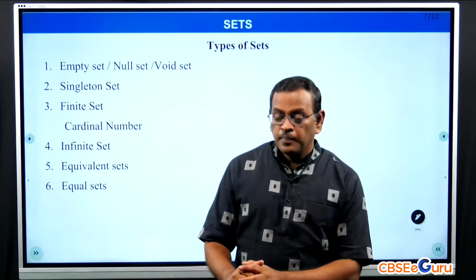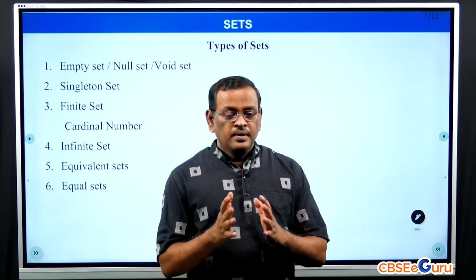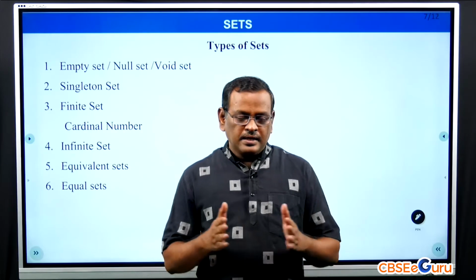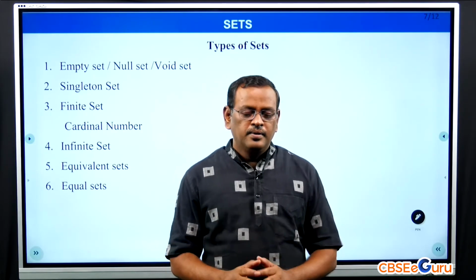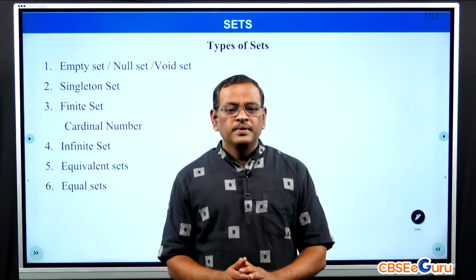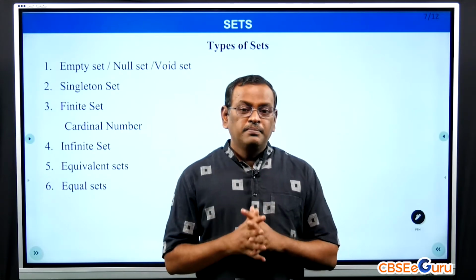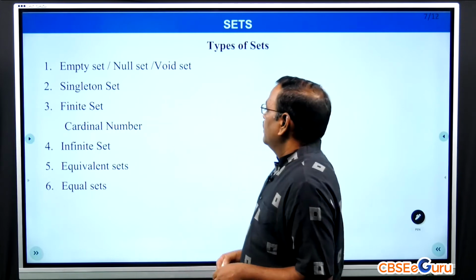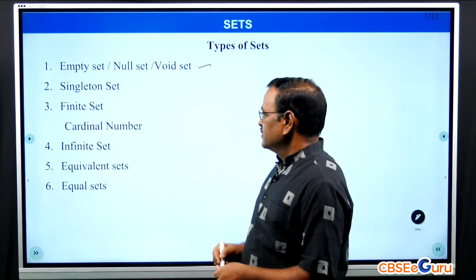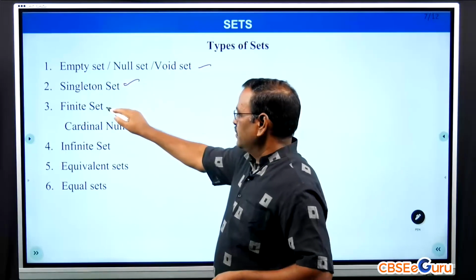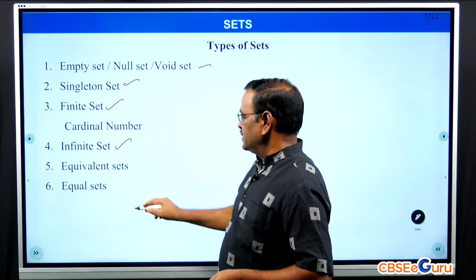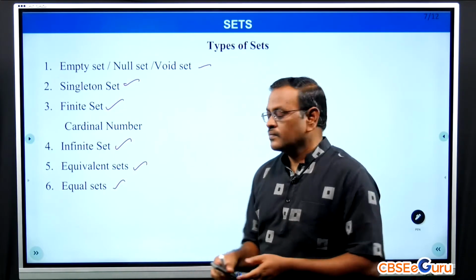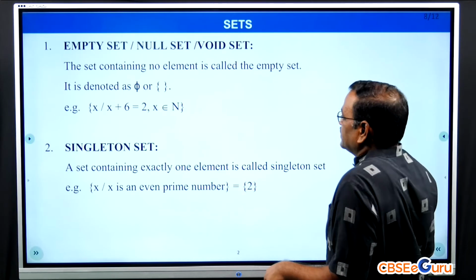Hello students, now I am going to explain the types of sets. I will classify types of sets into 2 different videos. In this video I will teach the basic types of sets. One, empty set, null set or void set. Second one is singleton set. Third one is finite set. Fourth one infinite set. Fifth one equivalent sets. Sixth one equal sets. First, what are empty sets?